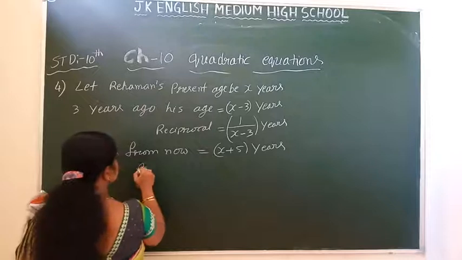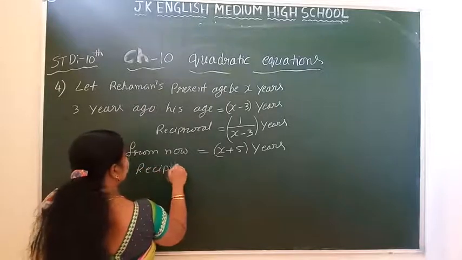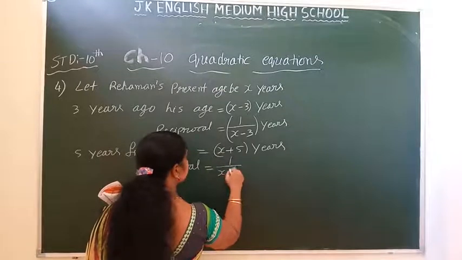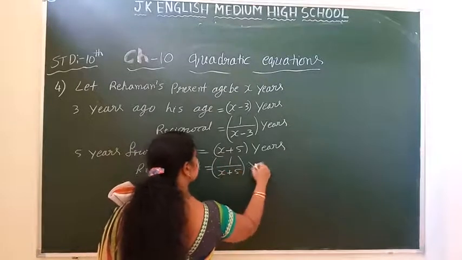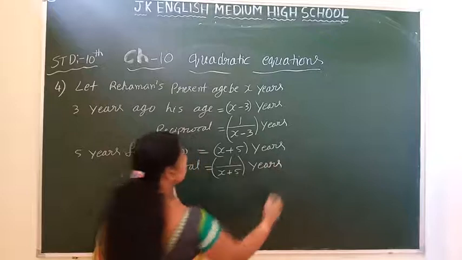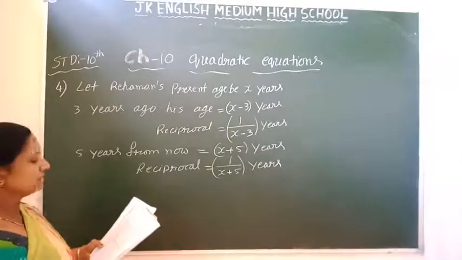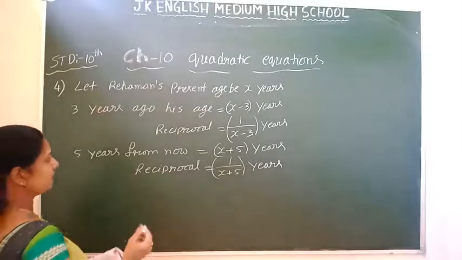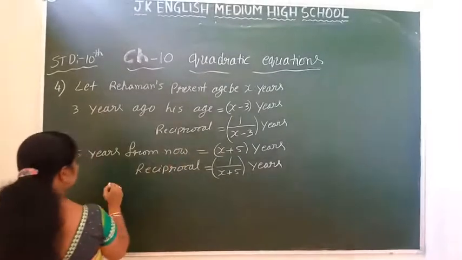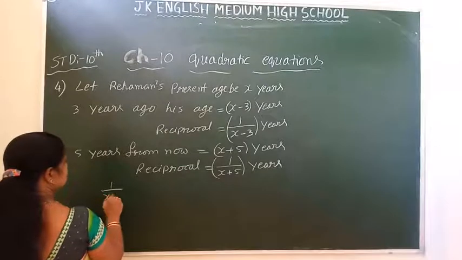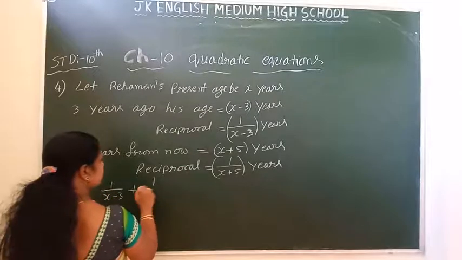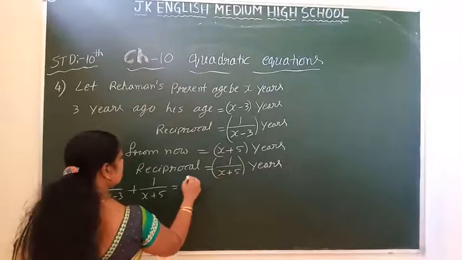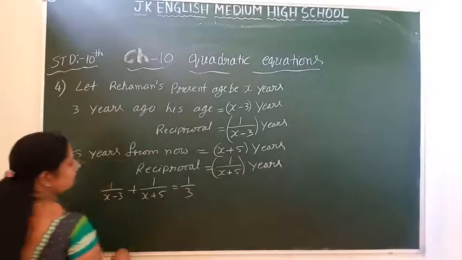Reciprocal of this will be 1 divided by x plus 5 years. The sum of the reciprocals of Rahman's ages 3 years ago and 5 years from now is 1 by 3. So I will add 1 by x minus 3. The sum of reciprocals of 3 years ago and 5 years from now is equal to 1 by 3.